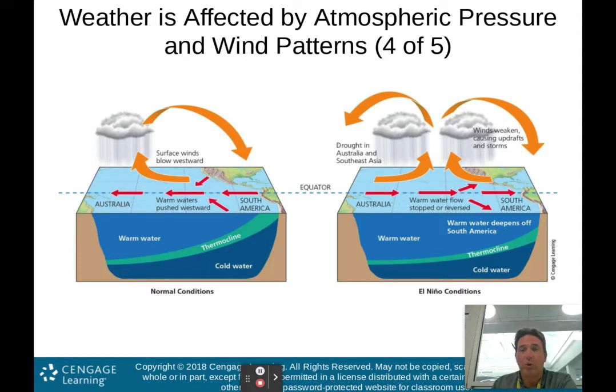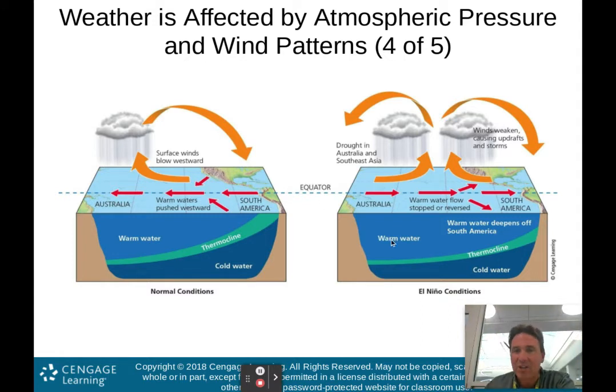In El Nino conditions, what happens is the lower pressure that's near Australia kind of dies out a little bit or shifts a little further to the east. That causes the westerly trade winds, the surface winds that blow westward, to actually get weaker or even die out altogether. So what happens? Think about it. Wind was blowing west, pushing all this warmer water to Australia. What happens when the wind stops? Well, that warmer water actually flows back towards the coast of South America.